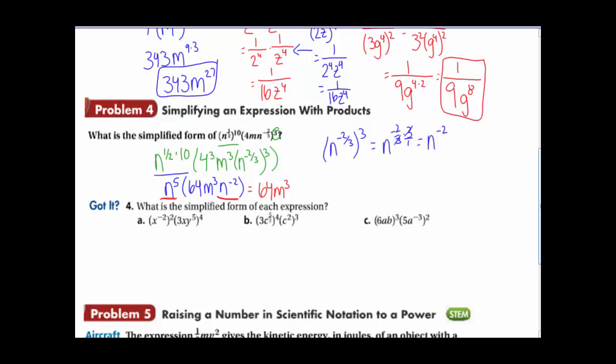So if we think back to our exponent rules that we learned in the previous section, n to the fifth times n to the negative 2, we can think of that as n to the 5 minus 2, or n to the third. So all simplified, we should end up with 64 m cubed n cubed. All right, go ahead and hit pause and try 4a through c on your own, and check back once you're done.